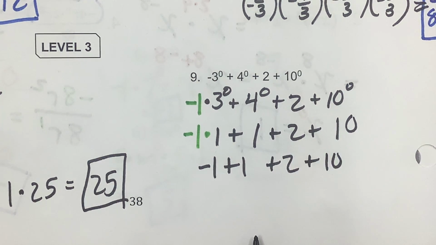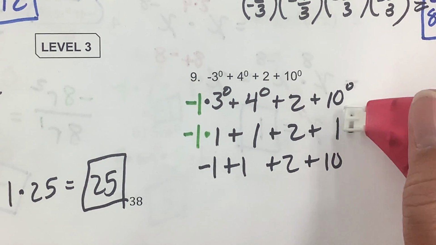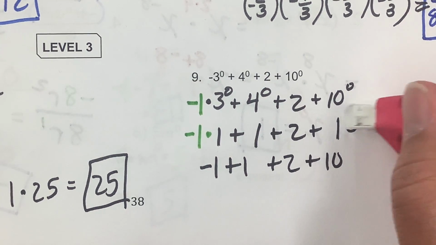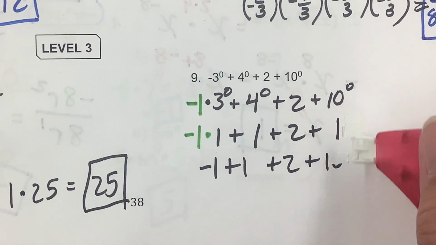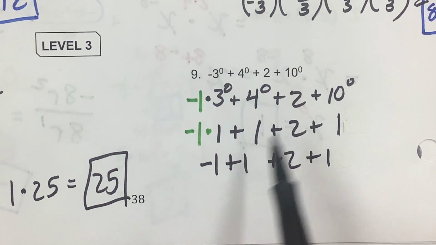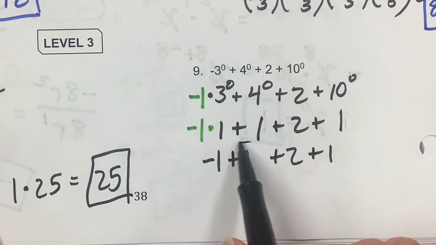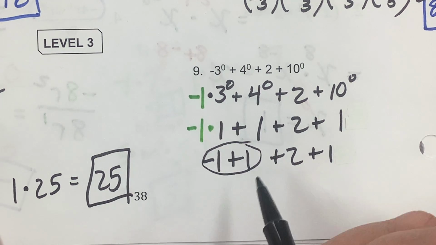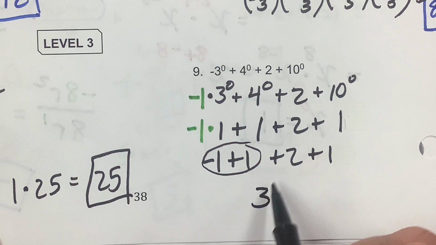What did I do? Look at me, not really reading. That was so bona fide. Here we go. All right. Wait a second. Negative 1 and positive 1, that becomes 0. 2 plus 1, 3.